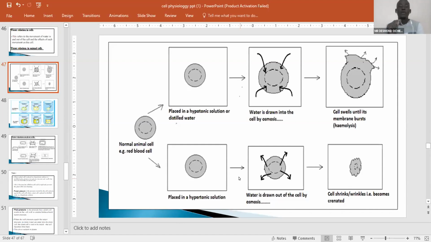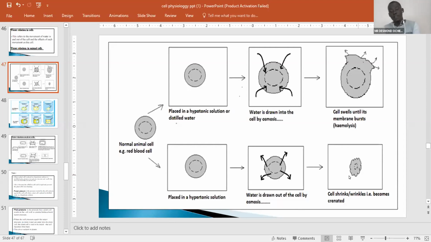Now, we're talking about osmosis here because osmosis refers to the movement of water molecules or solvent molecules from a region of high concentration to a region of low concentration across a permeable membrane. And that is what we defined osmosis as. So basically, if you're talking about an animal cell placed in a hypertonic solution, we assume there will be a high concentration of water molecules inside the animal cell as compared to that particular hypertonic solution. And for that matter, water will be drawn out of the cell by osmosis.